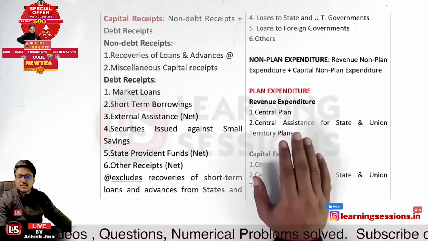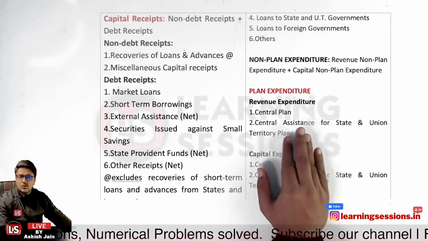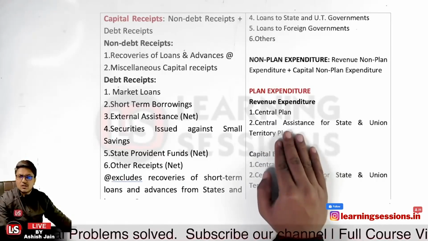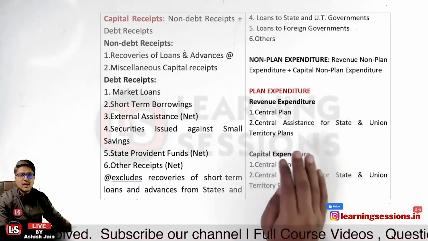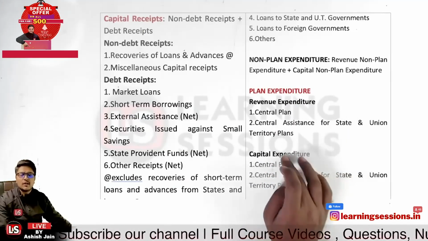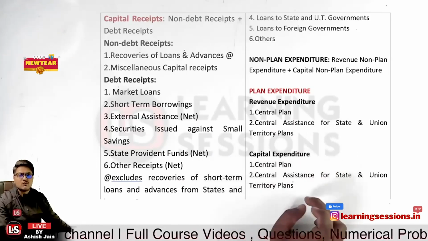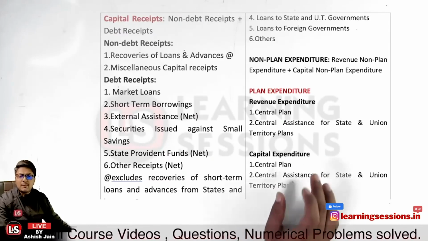So if there is a central plan, you have made the expenses related to that, but those expenses are for day-to-day purposes. That is for the working of the government itself. Then it will be covered under the revenue expenditure, and central assistance for the state and union territory plans. So that will be covered under the planned expenditure, and also the same components would be under the planned expenditure for the capital expenditure.